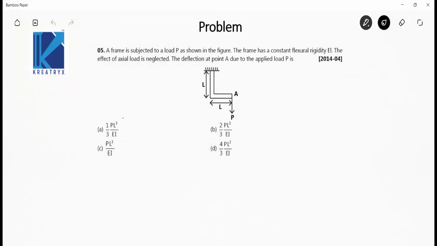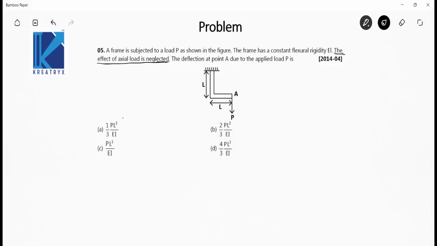A frame is subjected to a load P as shown in the figure. The frame has a constant flexural rigidity EI. The effect of axial load is neglected. Note this line: the effect of axial load is neglected. The deflection at point A due to the applied load P is?